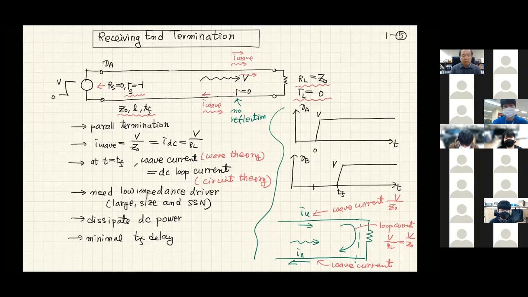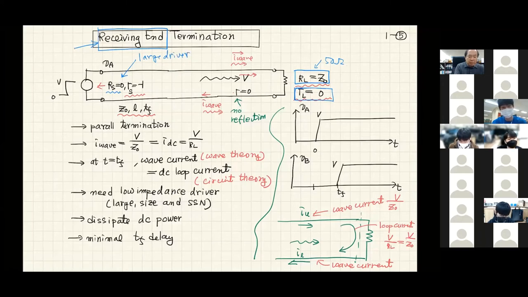So from now on, I'm going to study some of those special cases. The first one I'm going to talk about is receiving end termination. Receiving end termination means the receiver is terminated with 50 ohm. That's good. Because of that, we have zero reflection coefficient. And we also assume that the source impedance is becoming zero. That means we have a large driver size.